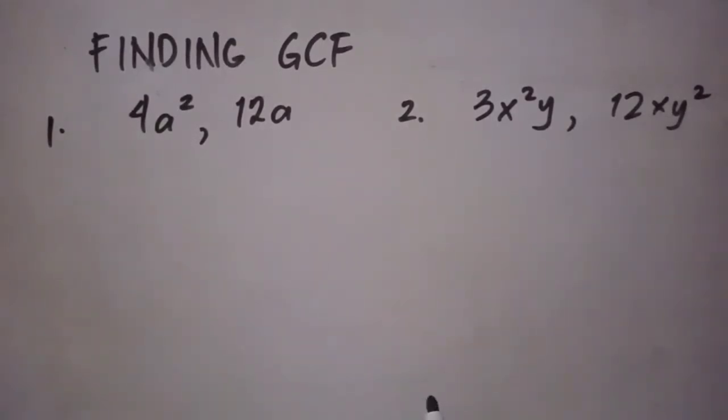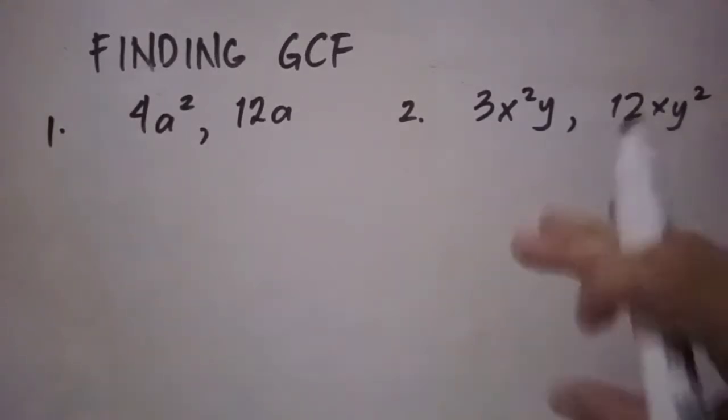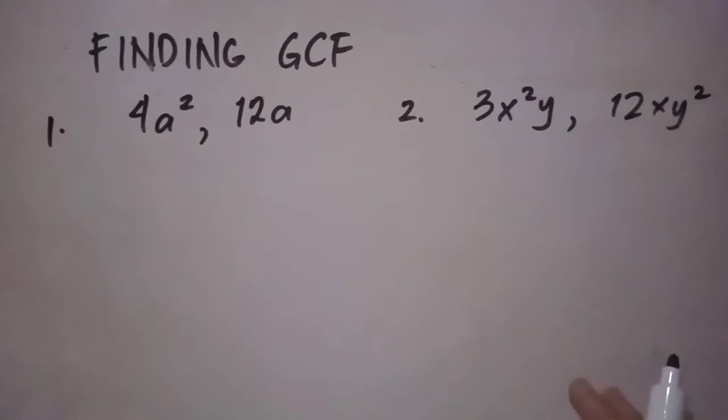So sa pagkuha ng GCF is kunin mo muna yung prime factorization ng lahat ng numbers and then titingnan mo kung merong common factors. Yan yung factors na present pareho sa parehong numbers, and then kapag nakuha mo lahat ng common factors at imumultiply mo, yan yung GCF niya.